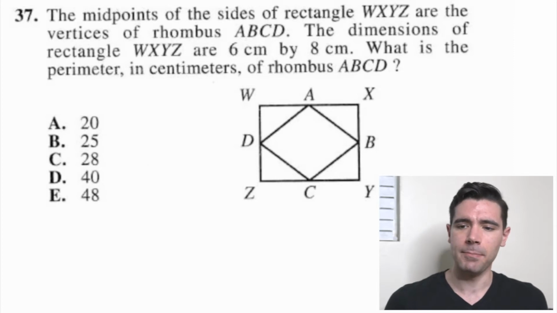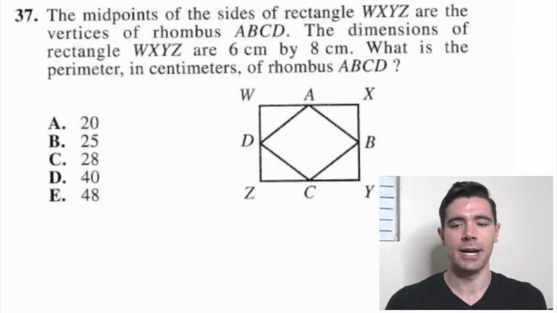It reads, the midpoints of the sides of rectangle WXYZ are the vertices of rhombus ABCD. The dimensions of rectangle WXYZ are 6 centimeters by 8 centimeters. What is the perimeter, in centimeters, of rhombus ABCD?